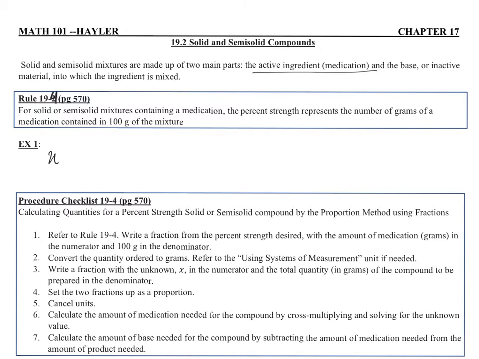So for example, 20% zinc oxide ointment contains 20 grams of zinc oxide in every 100 grams of the ointment.